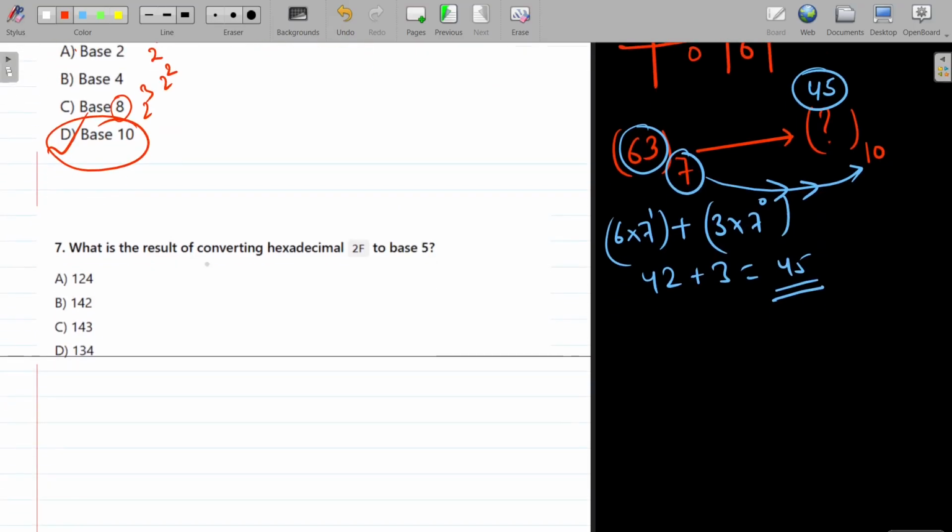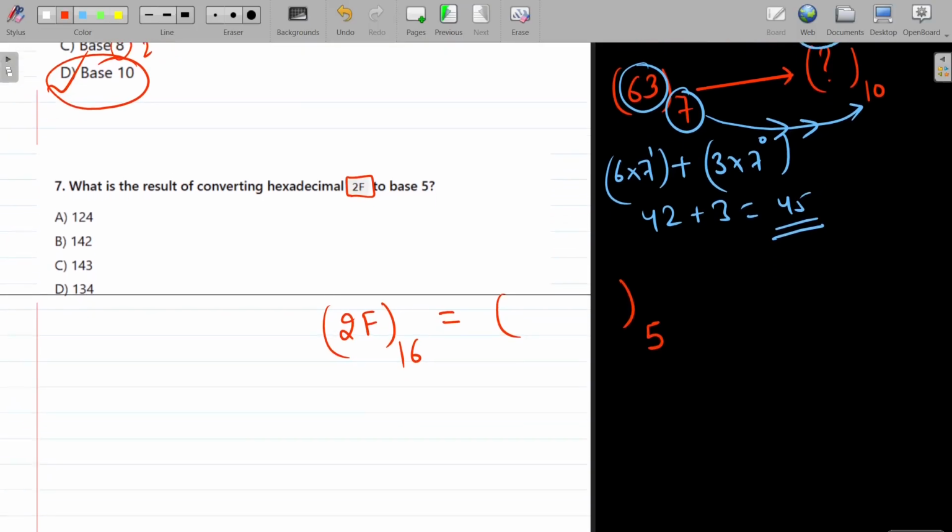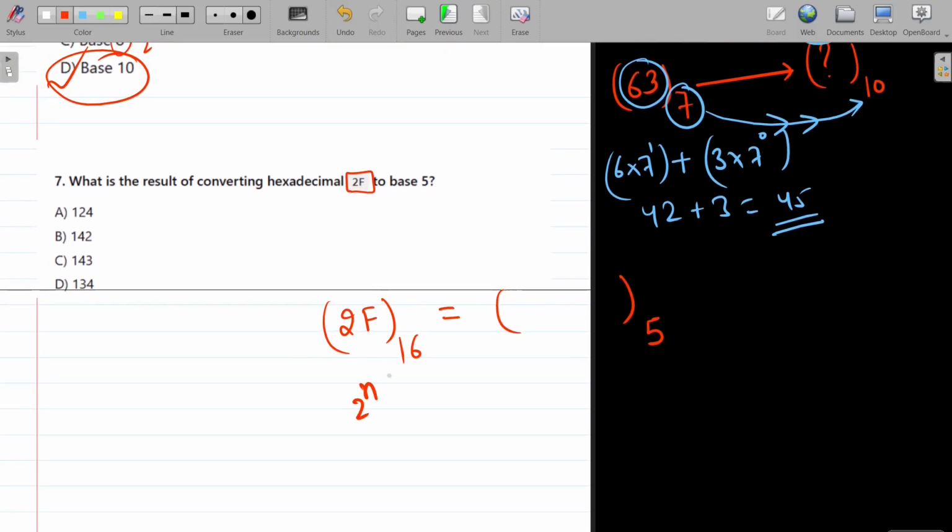Please see the seventh one. What is the result of converting hexadecimal 2f to base 5? Now see, 2f is in base hexadecimal, and now we have to write it in base 5. We are going from a 2 raised to power n number system to another number system which is a non 2 raised to power n base system. So according to this discussion, we have to first convert it into base 10.